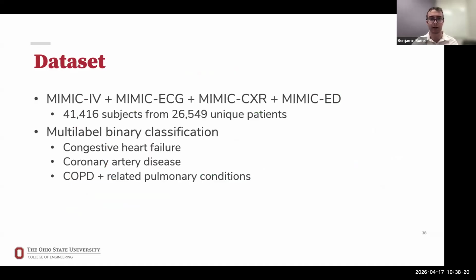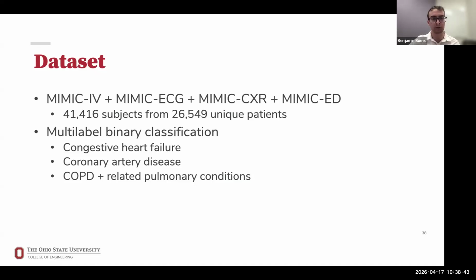And to train and evaluate our method here, we use the MIMIC-IV dataset along with some extensions which provide us with additional data about the patients in that dataset. And all of those are listed here. In total, we collect about 40,000 subjects across 26,000 unique patients. So a very large data set that we're able to obtain here.